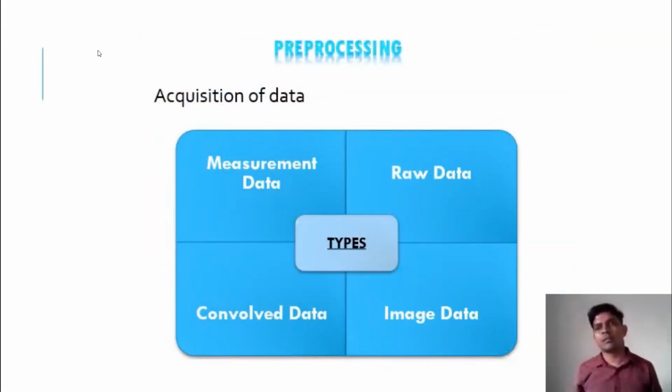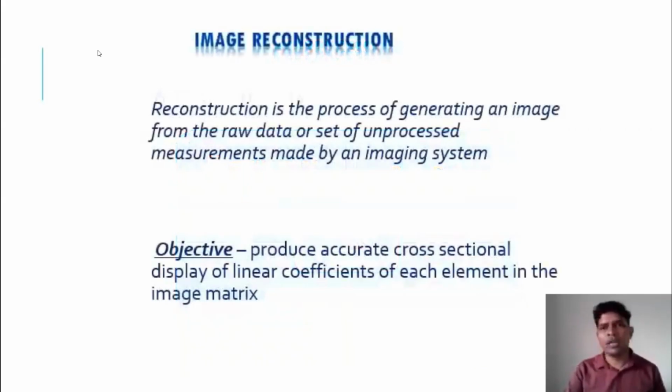So what are the types of data acquisition? Measurement data, raw data, convolved data, and image data. These are four different types. I'm not explaining this one. Please go through the definitions in the available material.